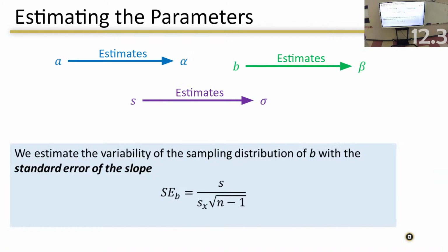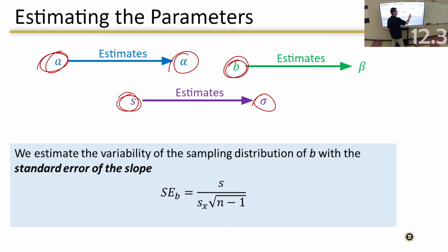Okay, this you somewhat need to know, but again, it's very, very common sense, I think. A estimates alpha. A estimates the value of alpha. A is the y-intercept of the sample. Alpha is the y-intercept of the population. So A estimates alpha. S estimates sigma. You already knew that one. B will estimate beta. So B is going to be your slope. A is going to be your y-intercept.